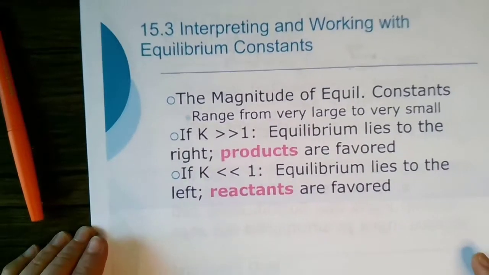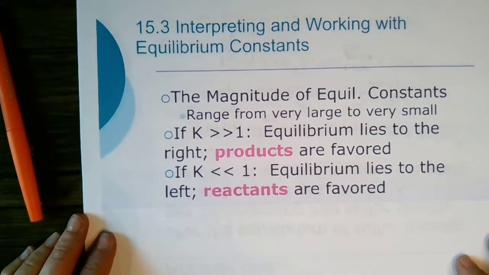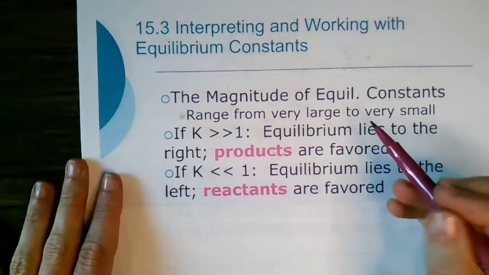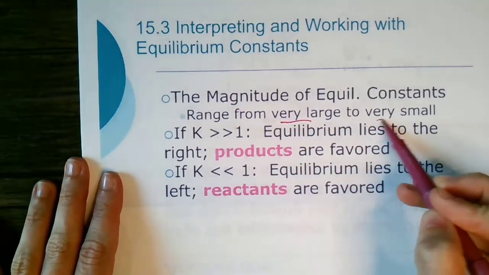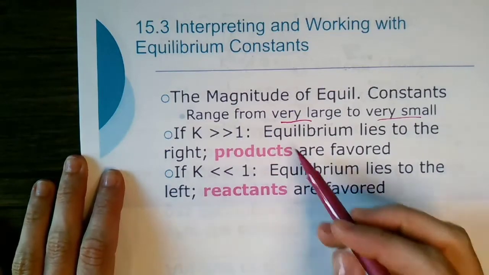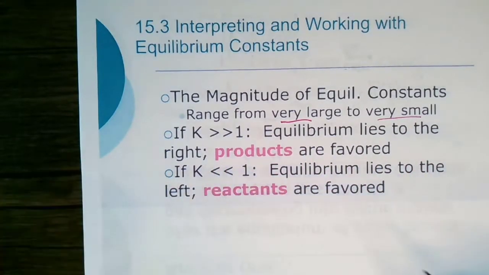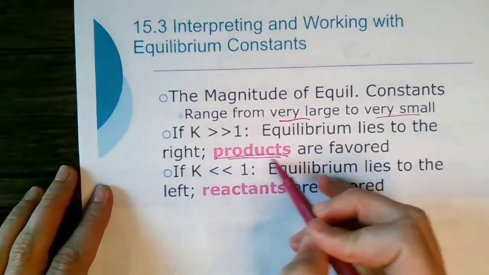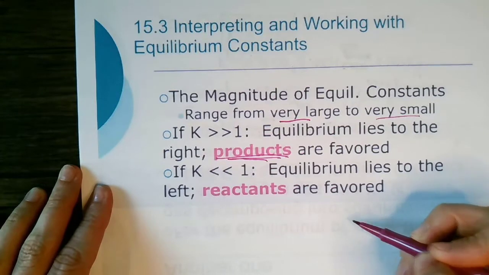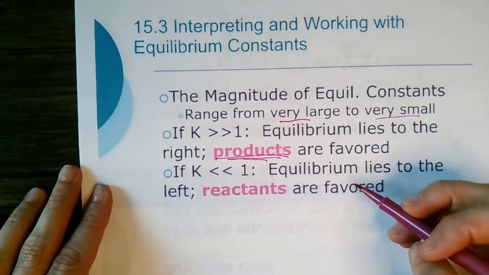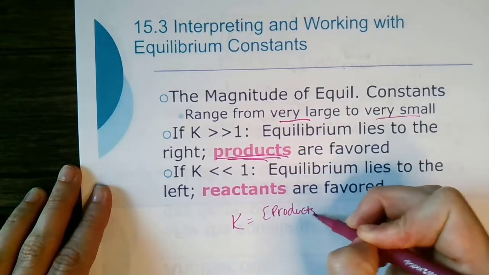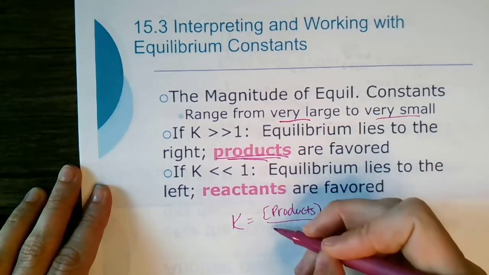So what are these equilibrium constants telling us? I keep saying we've been looking at the magnitude of that number. Well, we can have very large numbers, we can have very small numbers. If K is large, then the equilibrium lies to the right. The products are favored, and the reaction is favored going to the right, which is to the products. Because remember that K is equal to products over reactants.